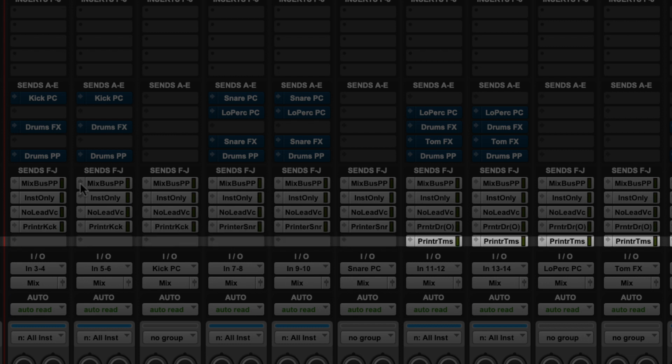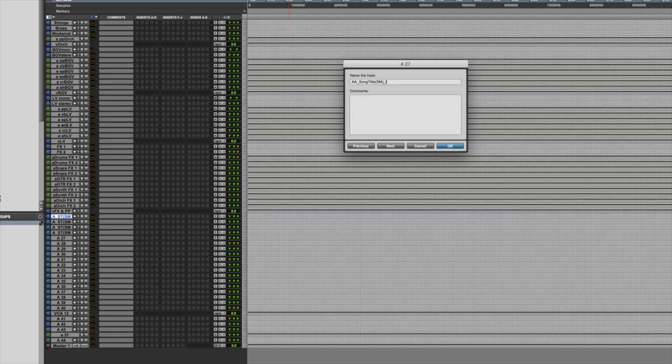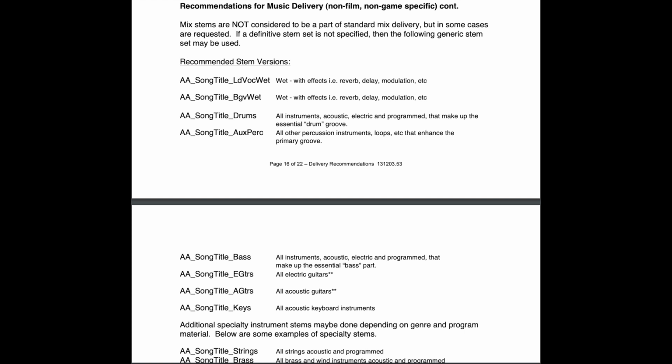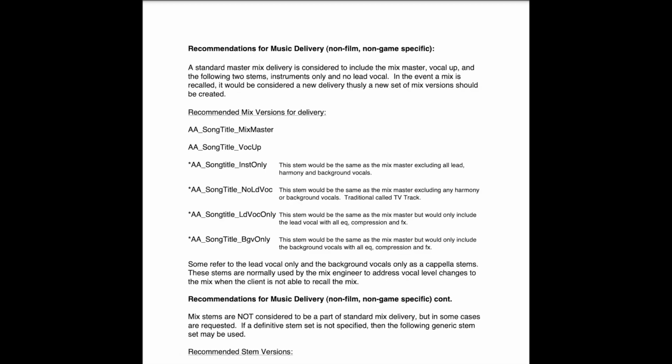I safe solo all my auxiliaries so I can input monitor them while I'm mixing, and also make sure all my sends are in post fader mode so any gain changes are replicated on the sends as well. Inside my prints folder, I have the channel name set to AA_song title_the instrument. This way, after export, I can use the rename function on macOS to rename the files in bulk and keep my naming convention for all deliverables in line with technical document AES TD1002.2.15-02, recommendation for delivery of recorded music projects.